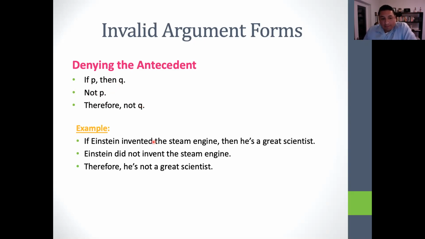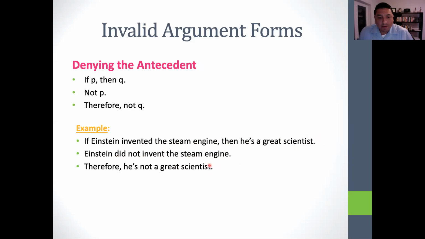So, for example, if Einstein invented the steam engine, then he's a great scientist. Einstein did not invent the steam engine, therefore he's not a great scientist. So let's see if we can analyze this. If Einstein invented the steam engine, then he's a great scientist, right? That might be true. Suppose it were true. Let's just say that condition was true. Anybody who's able to invent the steam engine is a great scientist, right? Einstein didn't invent the steam engine. That's true. We know that's true, and therefore, he's not a great scientist, right?